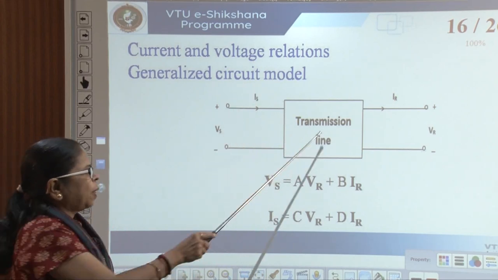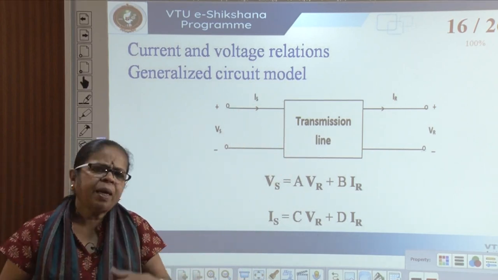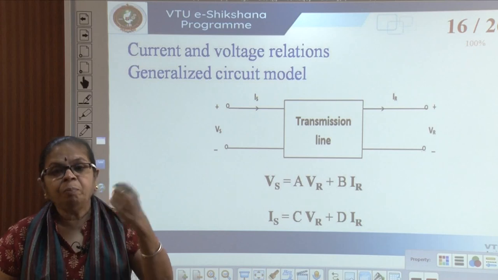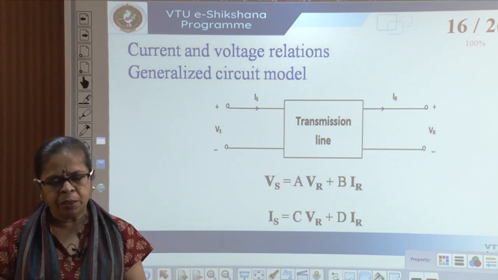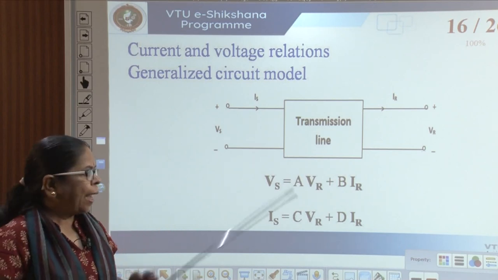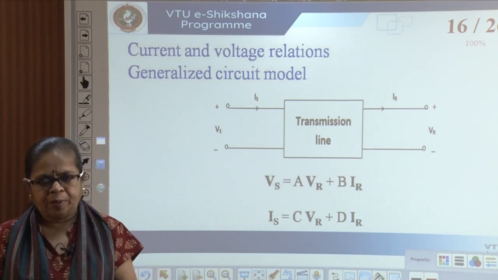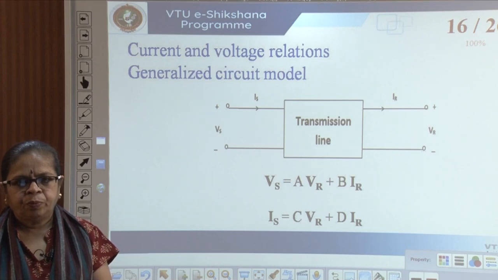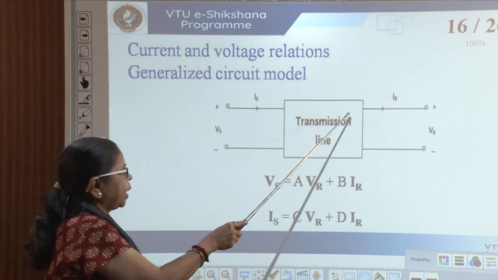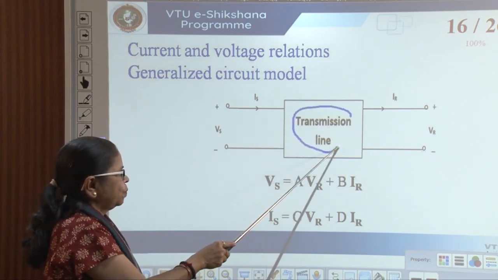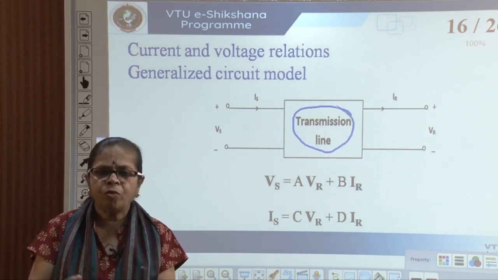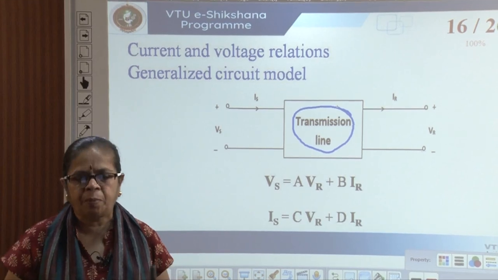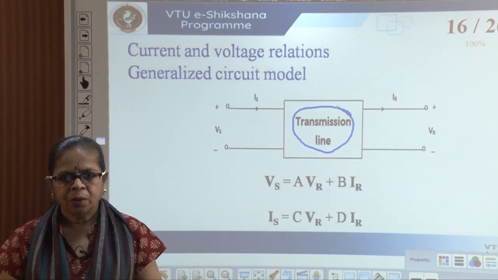So now we will see how to get what we call a generalized model, generalized circuit model. So this is my line. I can model it in any way: short line model, medium line model, long line model, anything, pi, t, whatever it is. So I have only 4 parameters of interest. So what is here is a network, electric network. What is that electric network? It is a combination of R, L and C in different ways depending on what model I choose, right.